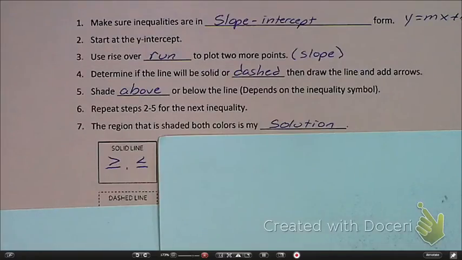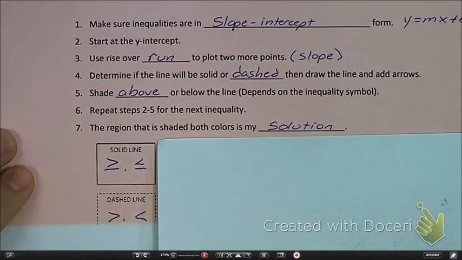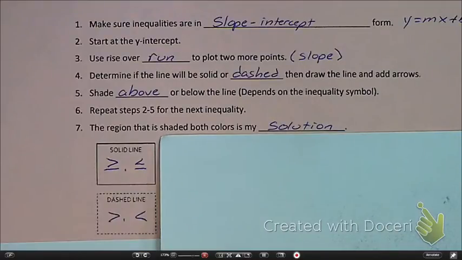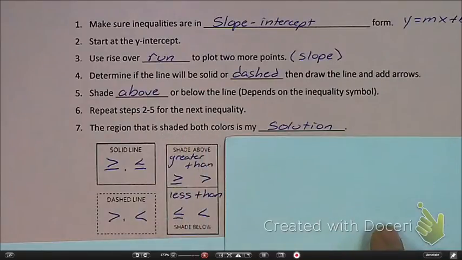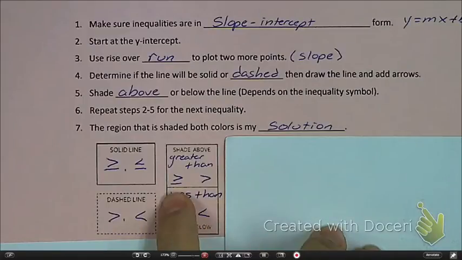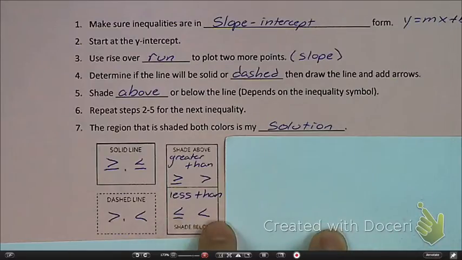If you have greater than or equal to or less than or equal to, you have a solid line. If you have greater than or less than, without that line under it, then it will be a dashed line. You shade above when you have greater than, so greater than or equal to or greater than. You shade below when you have less than or equal to or just less than.